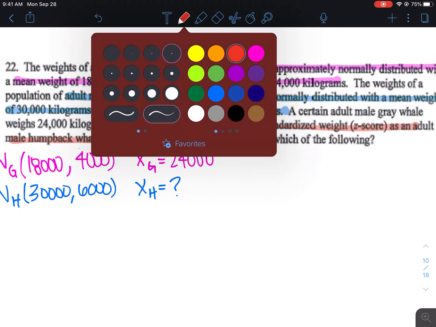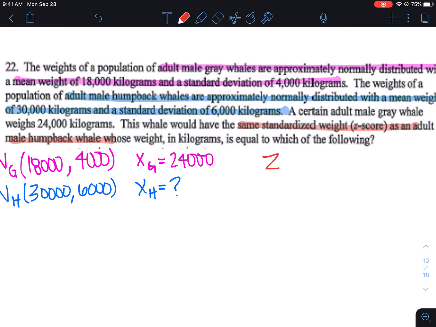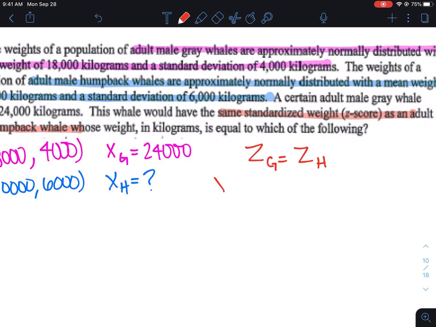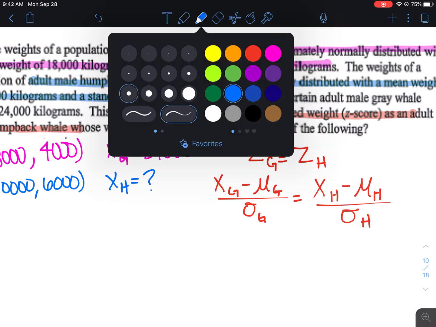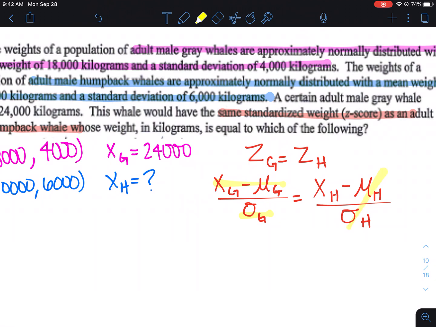So we are finding X of the humpback whale. But we were given an important piece of information here. We were told the standardized score, that's our z-score, for the gray whale is equal to the standardized score of the humpback whale. So if we rewrite that using the formulas, that's going to be X of the gray whale minus mu of the gray whale over sigma of the gray whale equals X of the humpback minus mu of the humpback over sigma of the humpback. And we actually have almost all of these values. We have all of these, this one, and these two, so the only one we need to find is that guy right there, and that's what we'll do.